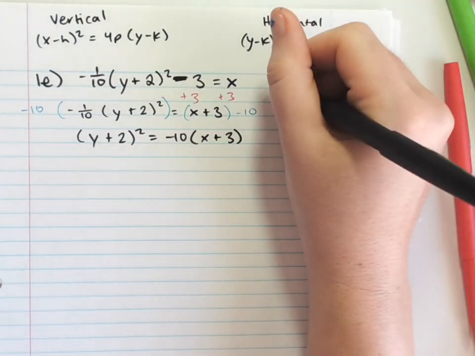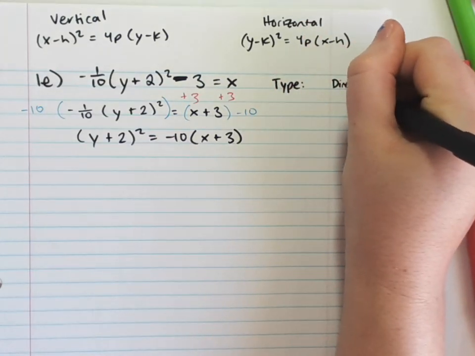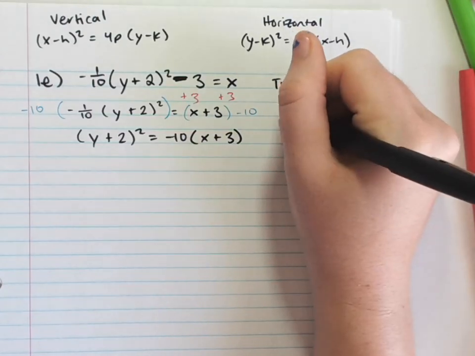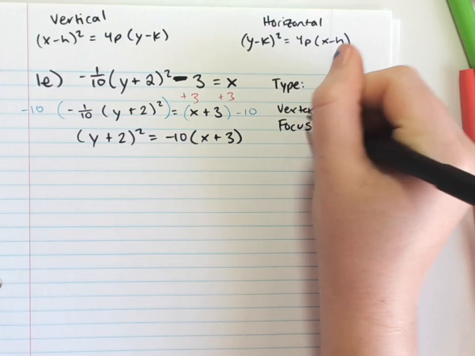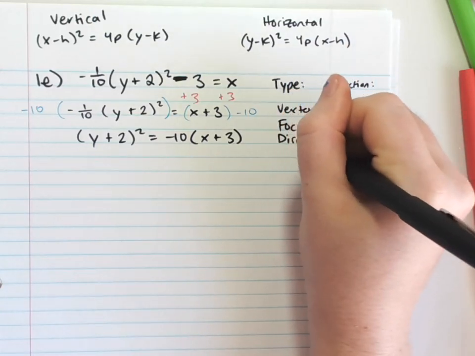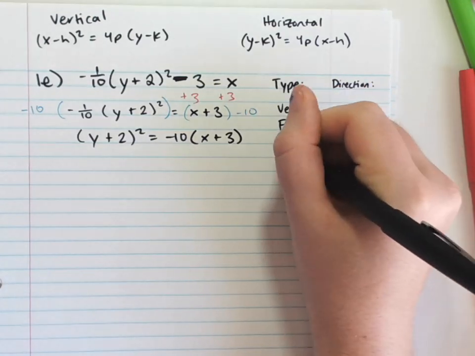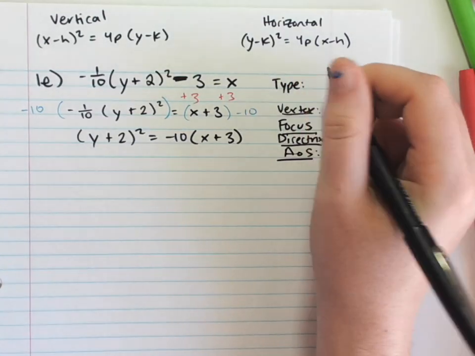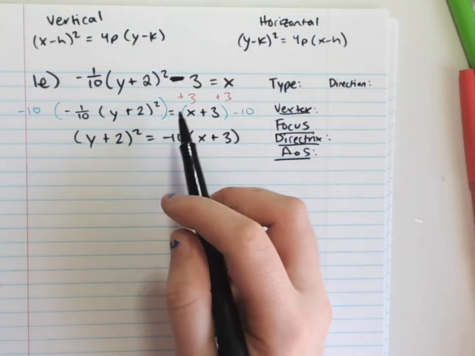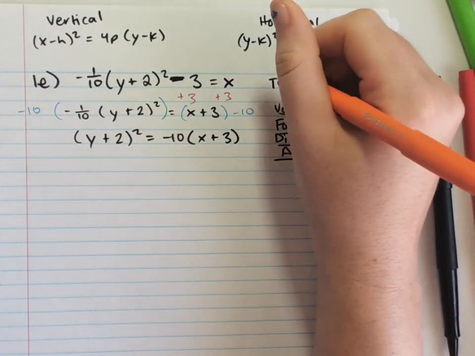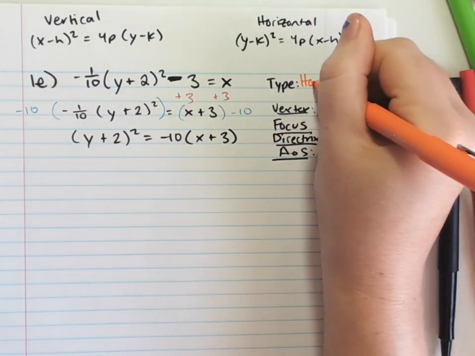So type, direction, vertex, focus, directrix, and axis of symmetry. These are all the pieces of information we need before we can start graphing. Since y is being squared, it's going to be horizontal. Put HOR for abbreviation. So this is horizontal.